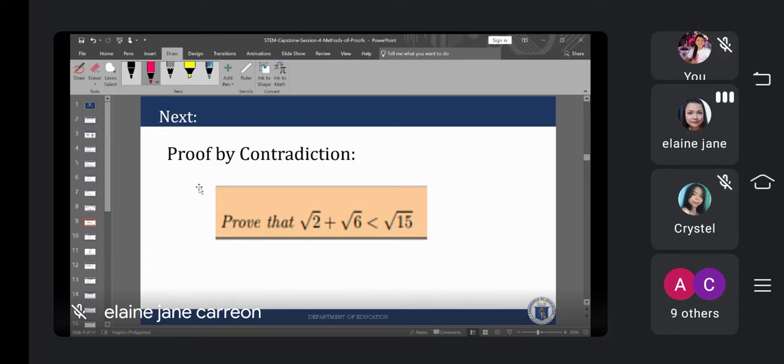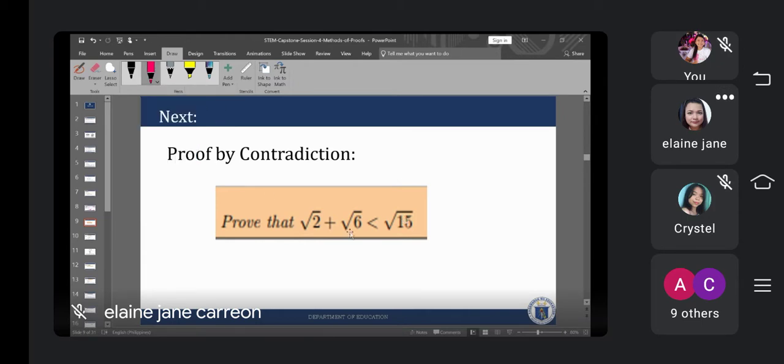Next, we're now going to discuss proof by contradiction. So we're going to prove that square root of 2 plus square root of 6 is less than square root of 15. So in this part, nakita na ng square root, medyo nahihirapan na yan. Hindi, madali lang yan. So using the proof of contradiction, we're going to contradict this statement.